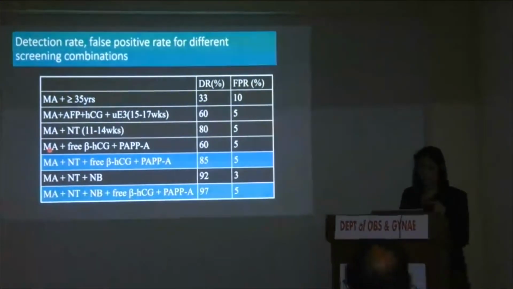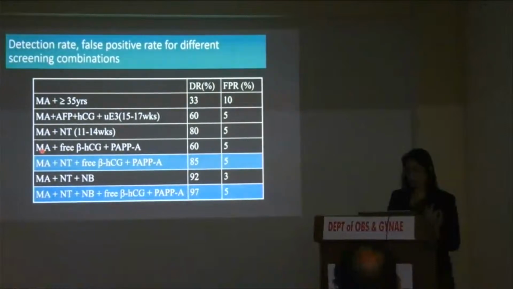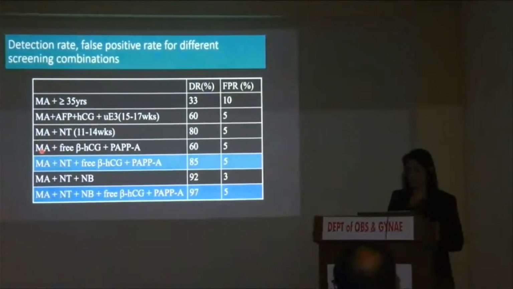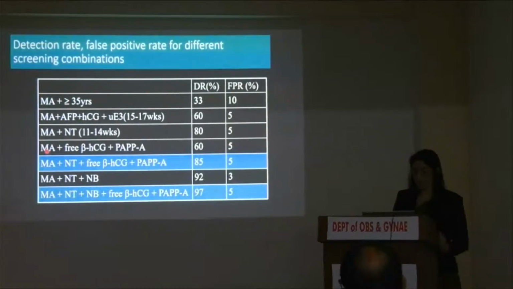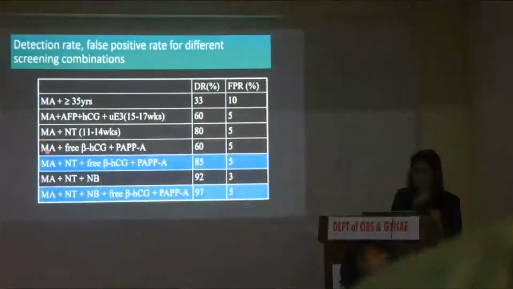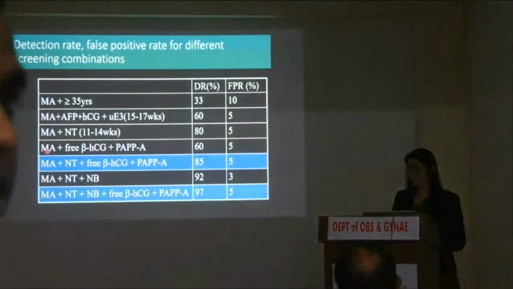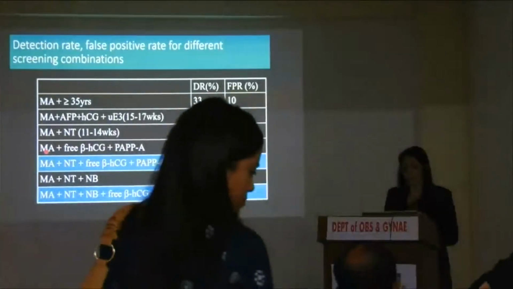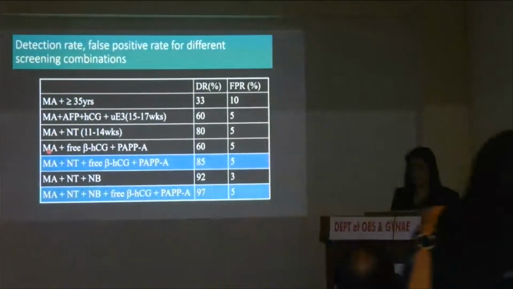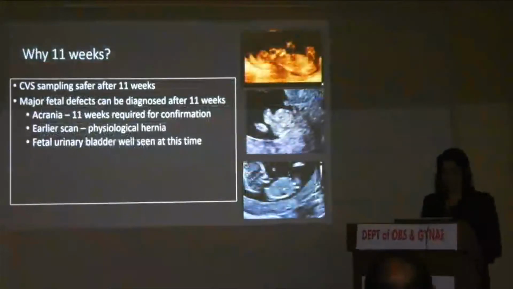But if we combine maternal age, NT and the biochemical markers of free beta HCG and PAPP-A, then the detection rate increases to 85%. And if you combine the NT along with the nasal bone, then the detection rate increases even more. In an ultrasound, we should try to get the maximum information, go beyond the NT, and look at the nasal bone, tricuspid regurgitation, and the ductus venosus as well.